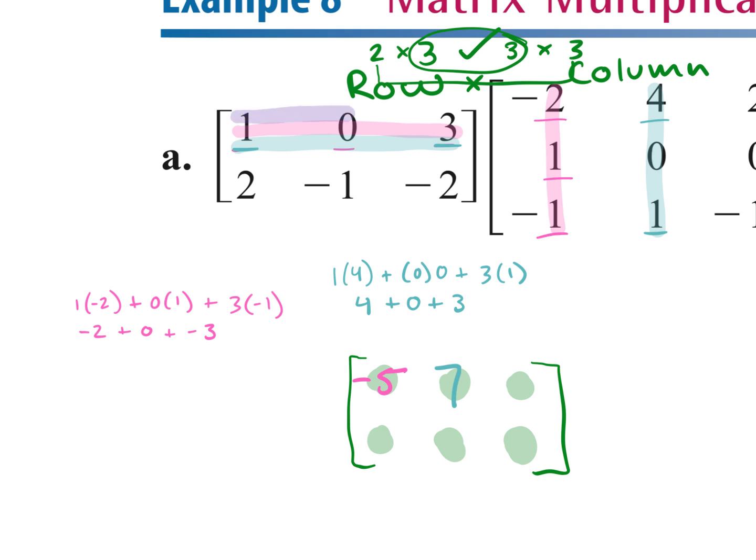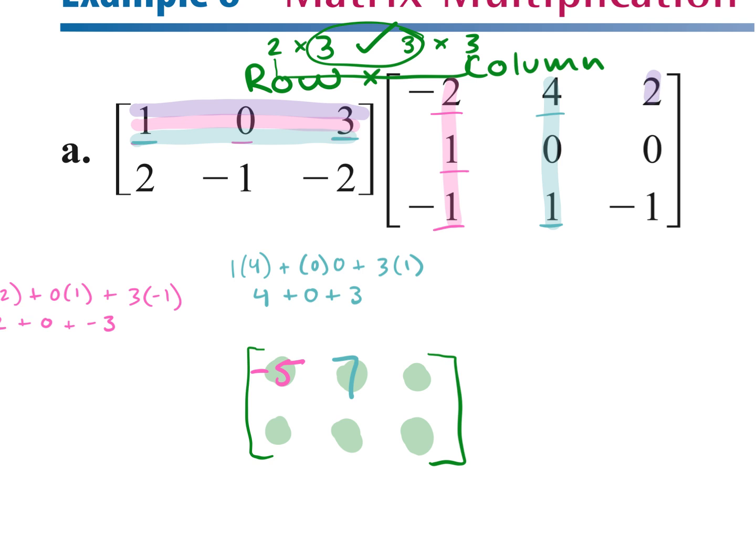Now let's do the first row, third column. So that's going to go in the first row, third column spot in our matrix. So first row, third column, first number times the first number would be 1 times 2, plus second number times the second number, 0 times 0, plus the third number times the third number, 3 times negative 1. 1 times 2 is 2, plus 0, plus negative 3. So it's 2 minus 3. Negative 1. Awesome. So that's going to go in the first row, third column spot, negative 1.